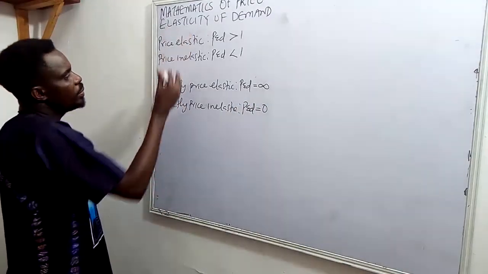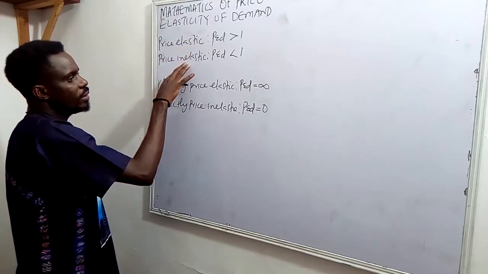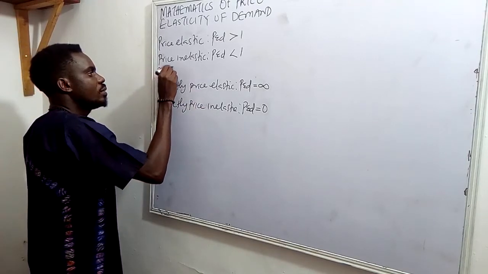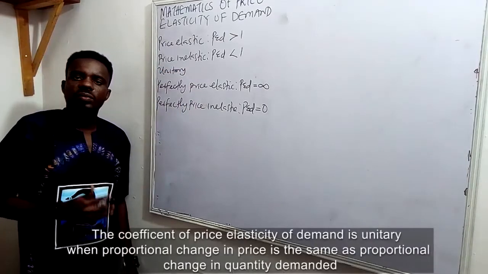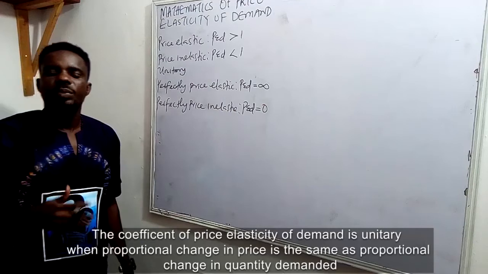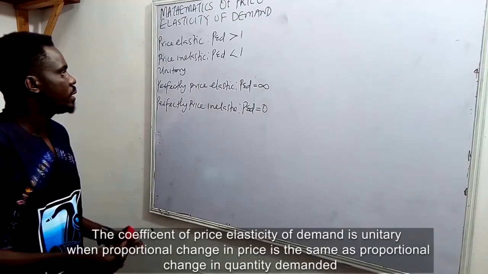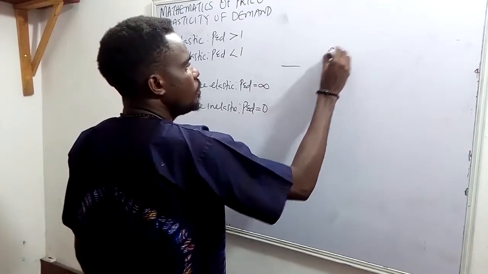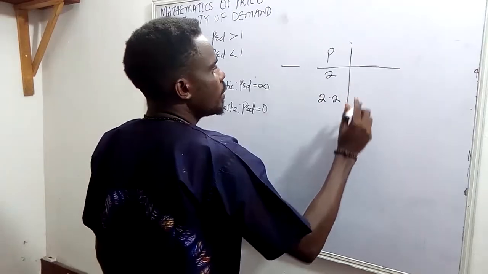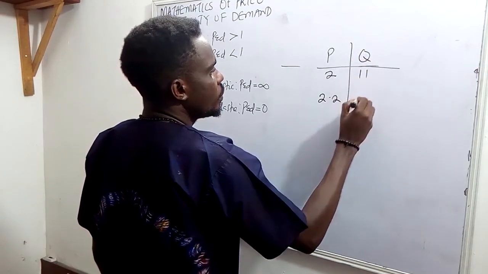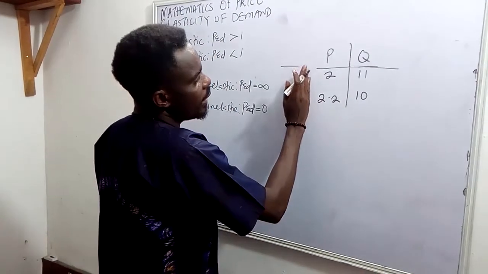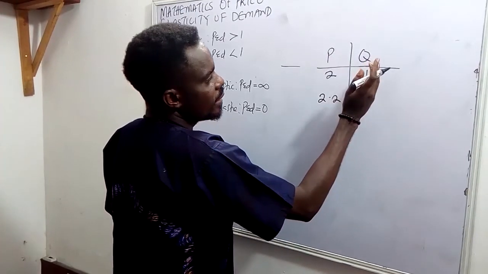However, in between the elastic, inelastic, perfectly elastic, perfectly inelastic, there is unitary. The coefficient of price elasticity of demand is unitary when proportional change in price is the same as proportional change in quantity demand. For instance, if price increases from 2 to 2.2, as a result, quantity drops from 11 to 10, then it is obvious that the proportional increase in price is the same as proportional decrease in quantity.